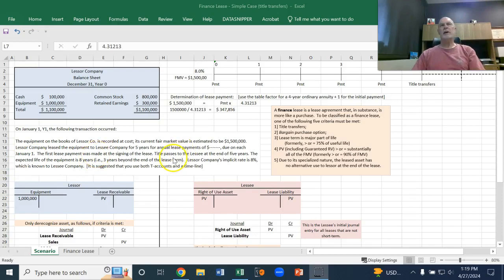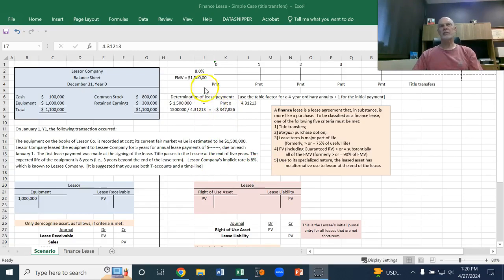Title passes to the lessee at the end of the lease. And at that time, the expected life of the equipment will be 3 more years, so 8 years total. And the lessor will include an implicit rate of 8% as they're determining what those payments need to be.